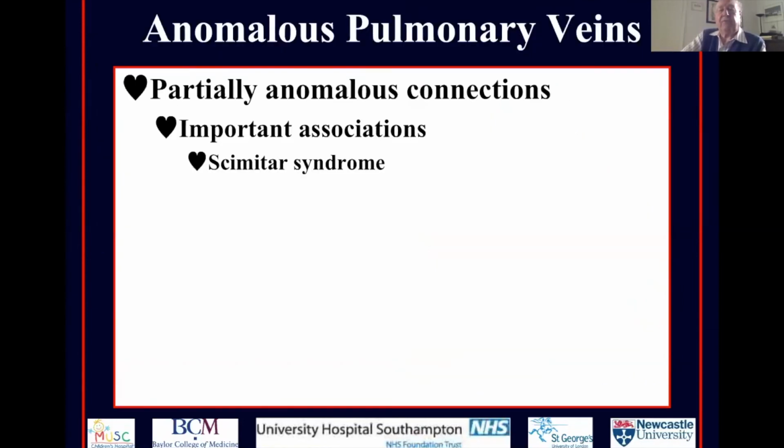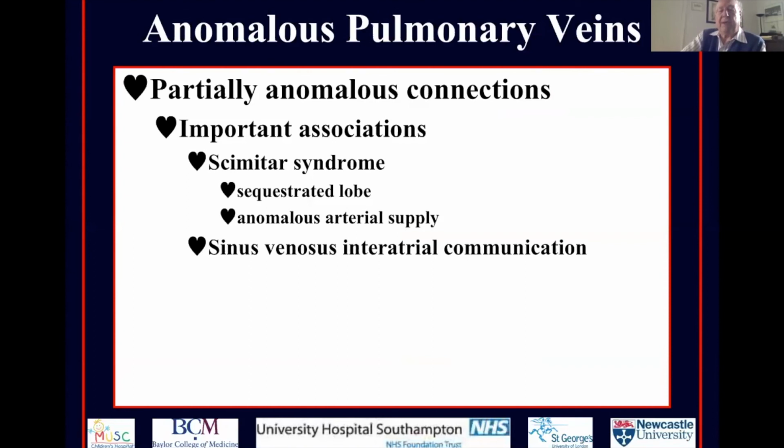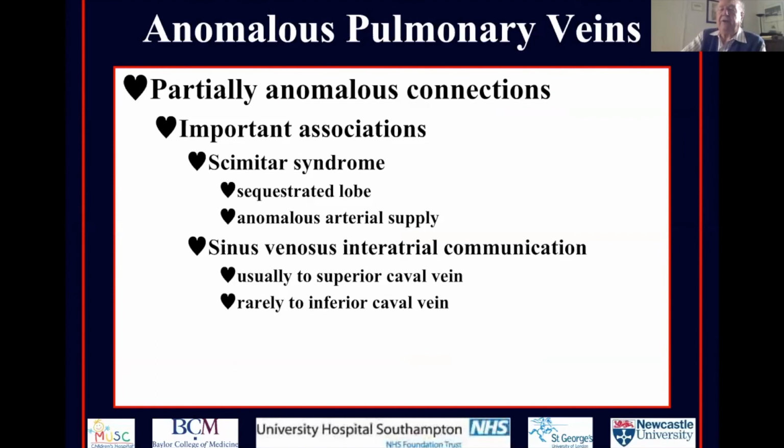So let's not forget partially anomalous connections, the scimitar syndrome. Let's also remember the sinus venosus communication, where partially anomalous connection is the phenotypic feature now of these defects, and that can go to various parts. If there is a sinus venosus defect in between, that can lead us towards totally anomalous systemic venous connection.